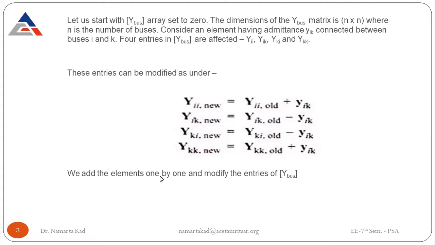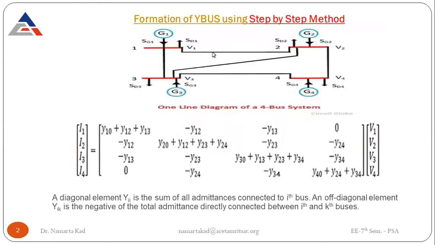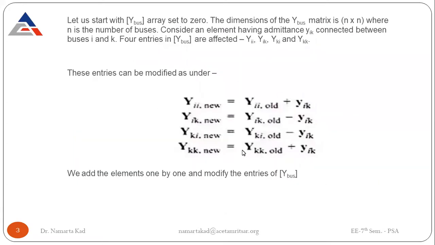So we add the elements one by one and modify the entries of YBUS. Only these are the steps involved. But here we have to add each admittance step by step, like first we add y10, then y12, then y13, and with each step we enter all the admittances. That's why it is called the step-by-step method. So now let's see the same formulation of this YBUS matrix by doing the same on this 4-bus network on the board.